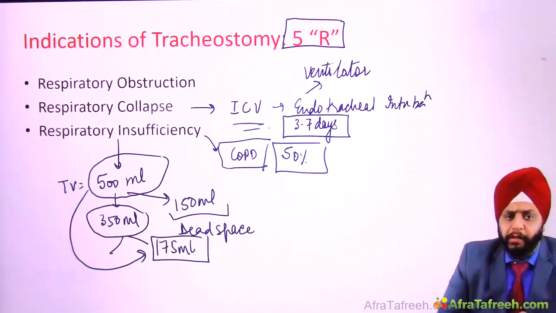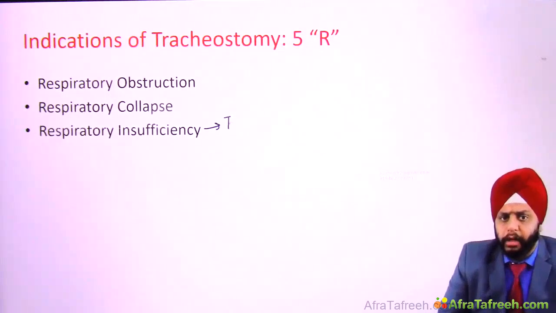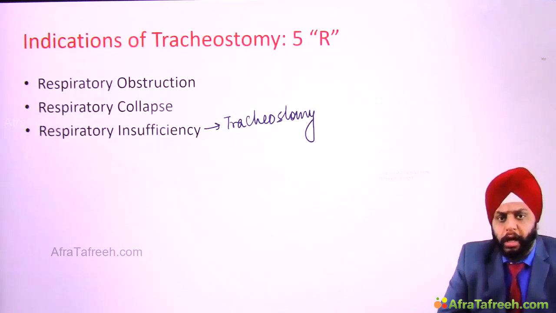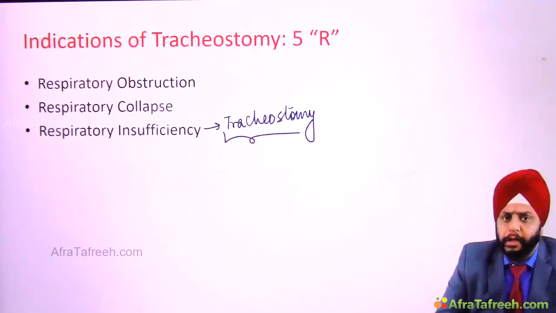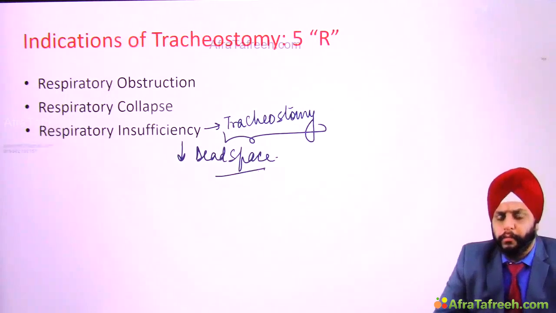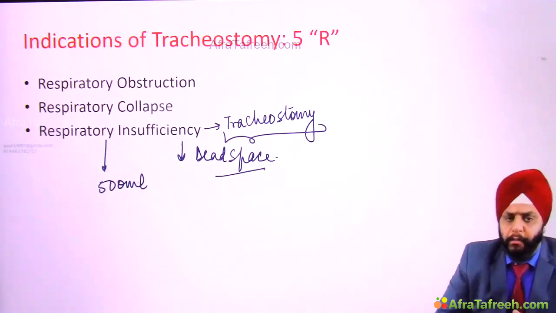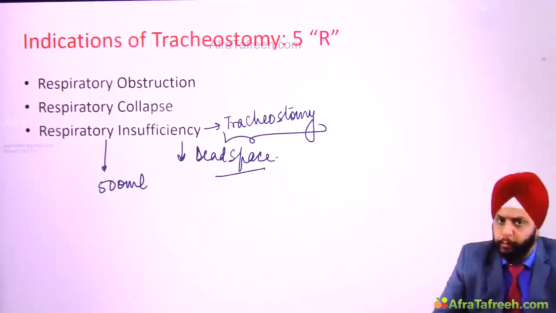Now what can you do in this patient? In this patient you can do a tracheostomy. So what is done in tracheostomy? You make an opening in the trachea, and now the patient is able to breathe through the tracheostomy. Now what happens? This tracheostomy decreases the dead space. It will almost bring it to zero. So if the patient is now breathing 500 ml, the whole 500 ml or thereabouts is going into the alveoli.